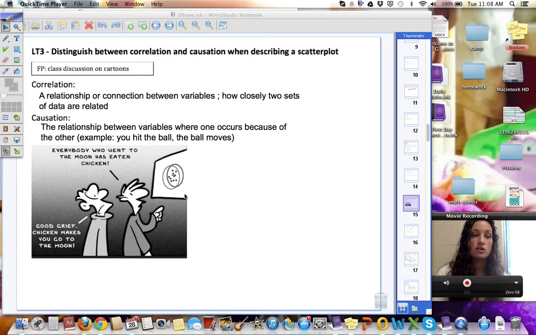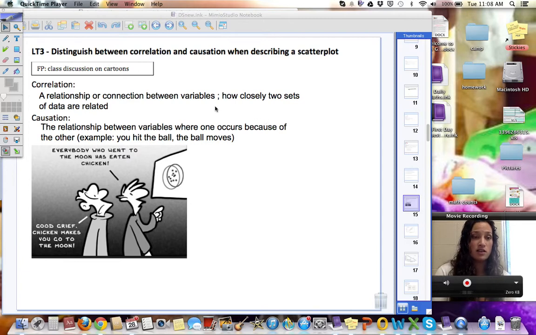Okay, so this is Unit 3, Learning Target 3. Distinguish between correlation and causation when describing a scatter plot. So correlation, you can either pause, listen, then pause, whatever. So correlation is a relationship or a connection between variables. So how closely the two sets of data are related.